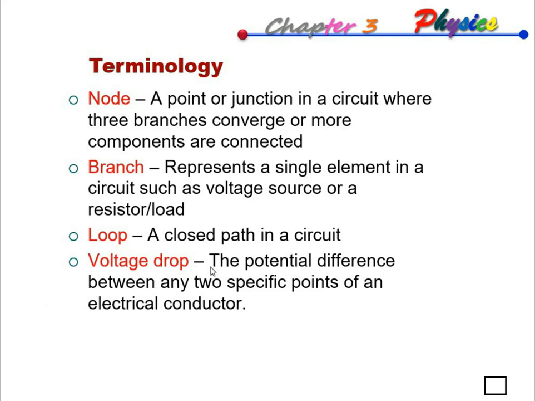A loop is a closed path in the circuit. It's any closed path in the circuit. Whereas the voltage drop is the potential difference between any two specific points of an electrical conductor.